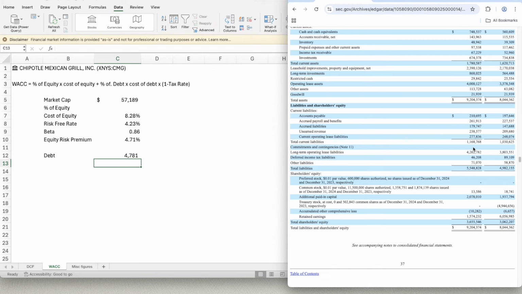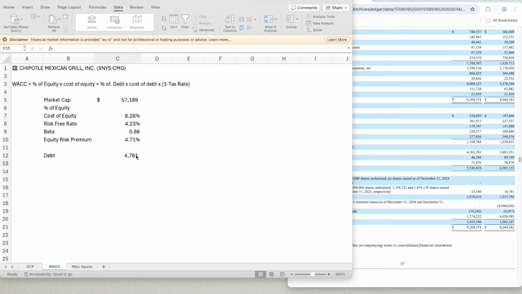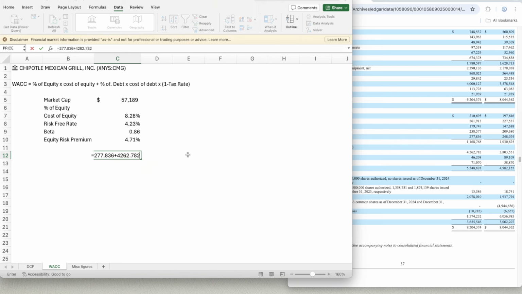That figure is basically taken by taking the current operating lease liabilities, 277,836, and adding that to the long term, 4.262 billion. I'll show you even now. We go 277.836 plus 4.262.